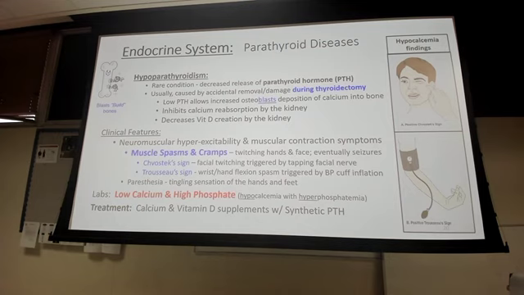And they're going to have paresthesias because we're affecting the nerves, so they may have tingling in their hands and feet. They also may have tingling around their mouth and tongue. So those are all signs that maybe you have a low calcium level.